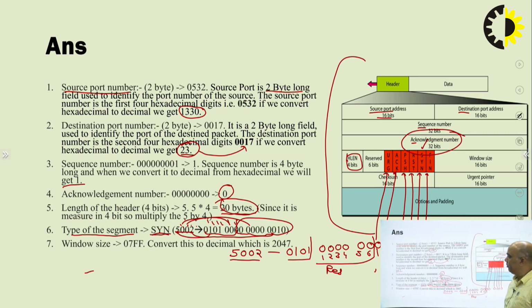Again, we need to identify the window size. The window size for the next is 07FF, which can be converted into 2047. This is the decimal number, and 07FF is your hexadecimal number. This is the kind of problem that we generally can have in university papers.